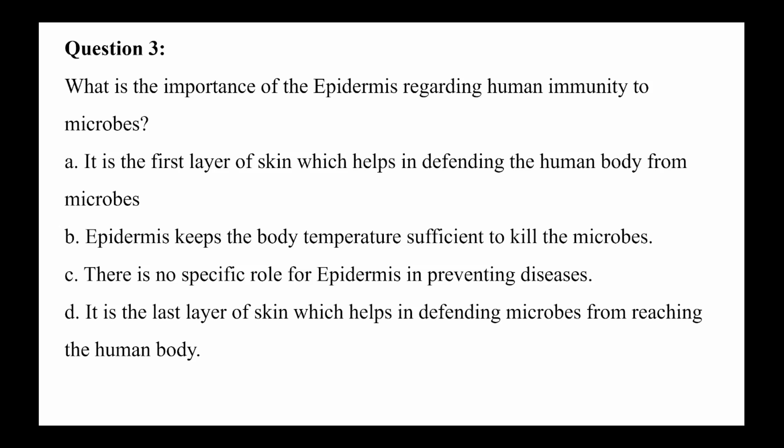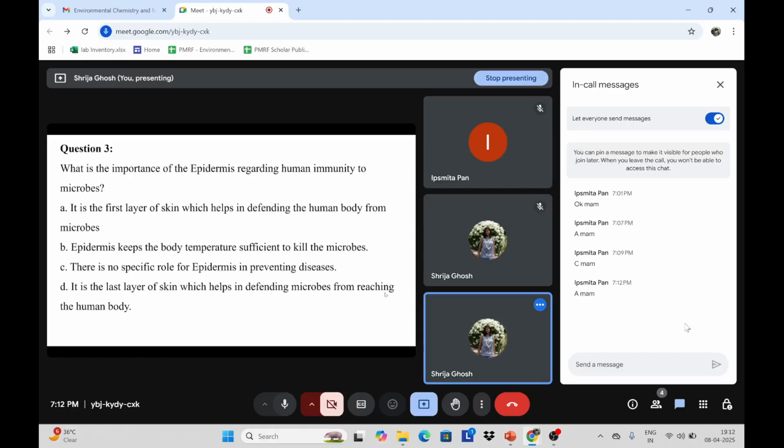It is the first layer of the skin which helps in defending the human body from microbes, or it keeps the body temperature sufficient to kill the microbes, or it has no specific role in preventing diseases, or it is the last layer of the skin which helps in defending microbes from reaching the human body. What do you think is the answer?